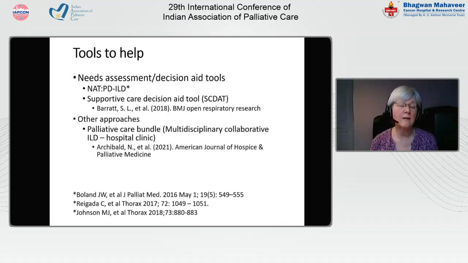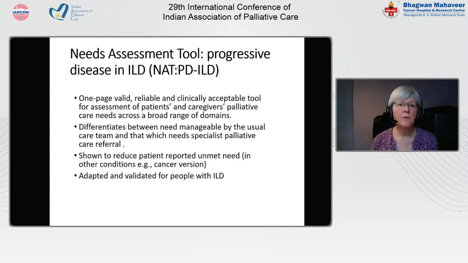I would also say that the needs assessment approach and other approaches are not mutually exclusive. Something like the needs assessment tool could be used as part of a palliative care bundle. So what is it? The needs assessment tool is a one-page, valid, reliable, and clinically acceptable tool for assessment of patients' and caregivers' palliative care needs across a broad range of domains.